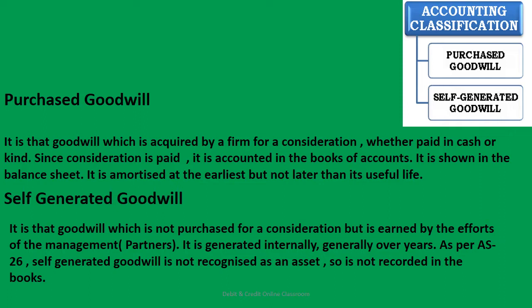And this is to be accounted in the books of accounts because we have given a consideration for that, and that is shown in the balance sheet. It is to be amortized at the earliest but not later than its useful life. So we have to write it off before its useful life ends.